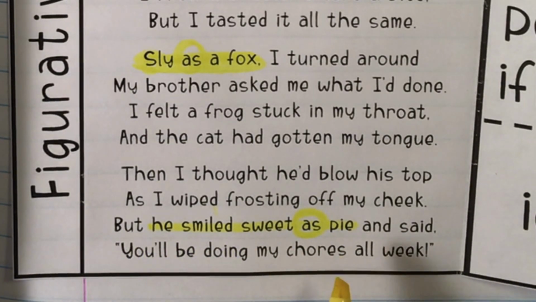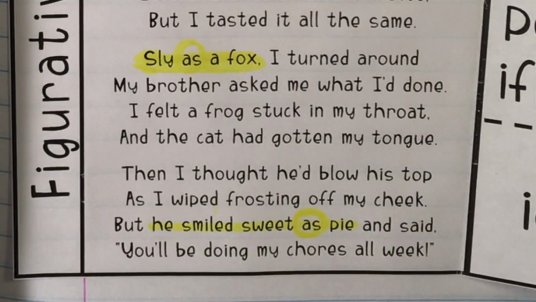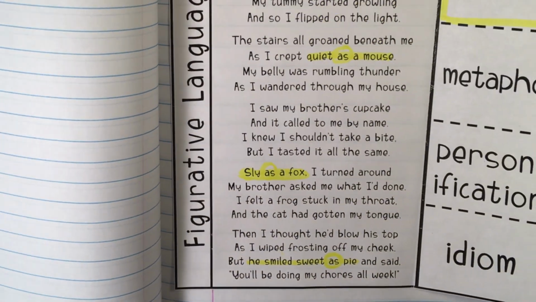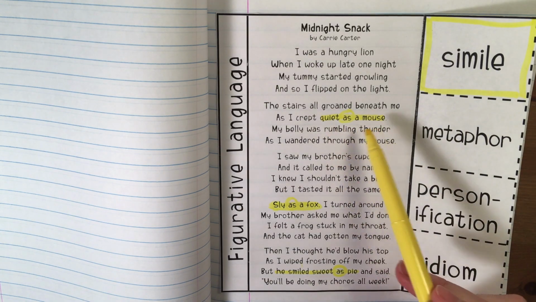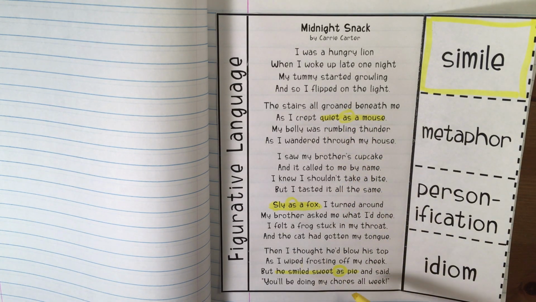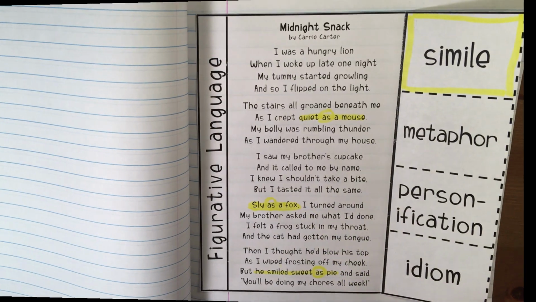His smile was so sweet. It wasn't what I was expecting. I was expecting him to get mad and yell at me, but it was so sweet. It was as sweet as pie. So all of these similes use the word as to compare, but we'll be looking at some that use like. You could say, she sings like Adele. You're comparing their voice to someone who is a famous musician. So it's the same thing. You're comparing two things that are different, but you're using the word like instead of as.